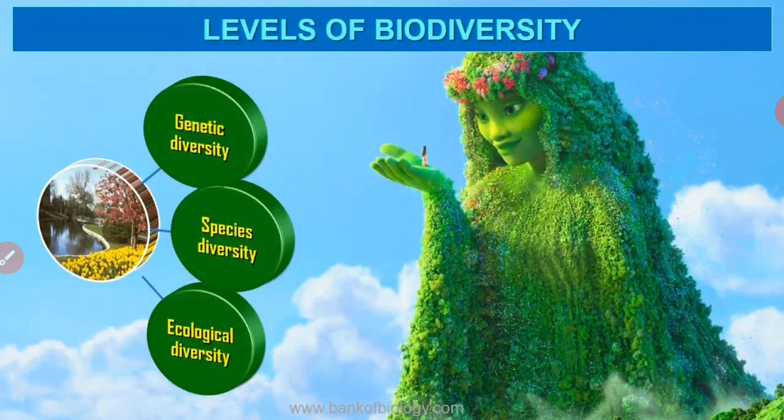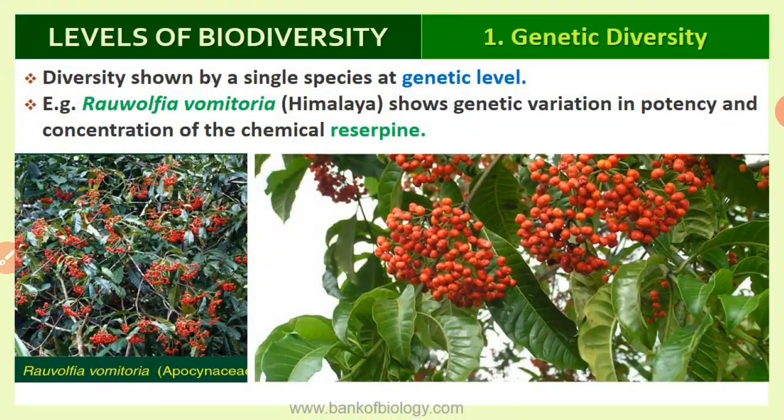Then coming to the levels of biodiversity. Biodiversity can be studied at 3 levels, namely genetic diversity, species diversity, and ecological or ecosystem diversity. These levels we are going to study one by one. So in levels of biodiversity, first of all we will see genetic diversity.